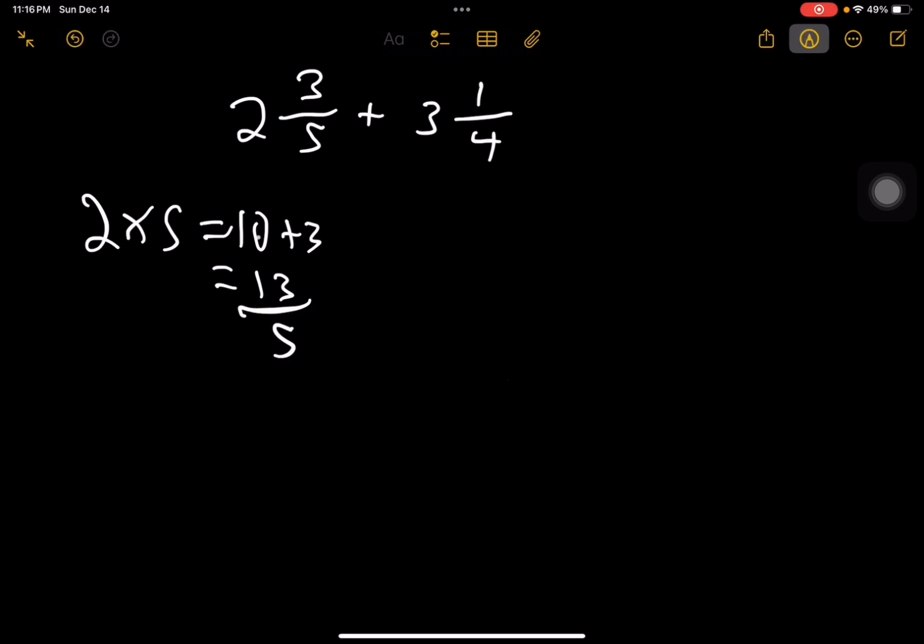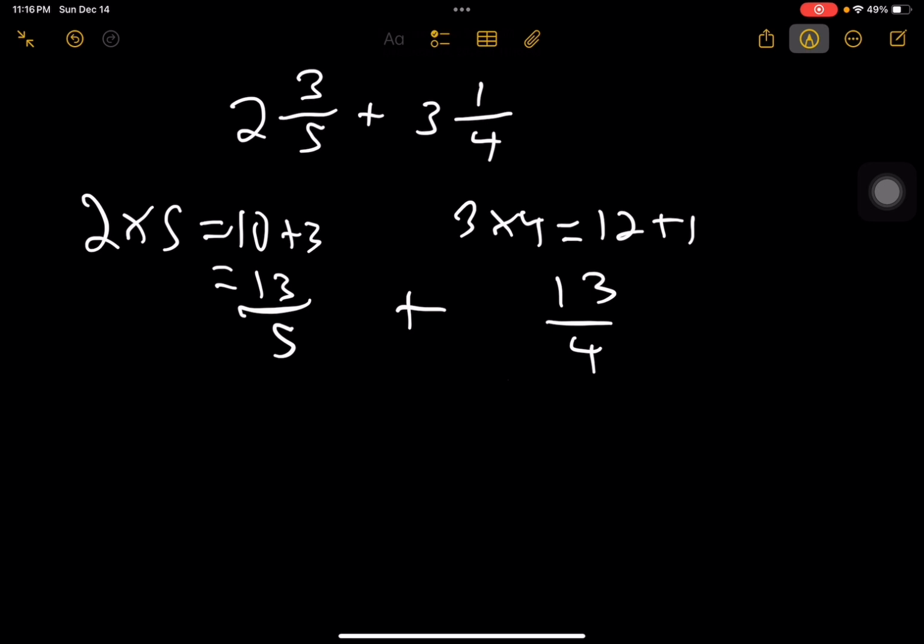Now we have this part of the problem solved, and we can do the same here. 3 times 4, which is 12. Now let's add the numerator, which is 1. So that would give us 13 over 4. Now we have successfully converted both mixed numbers into improper fractions.